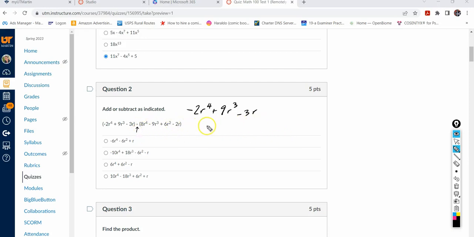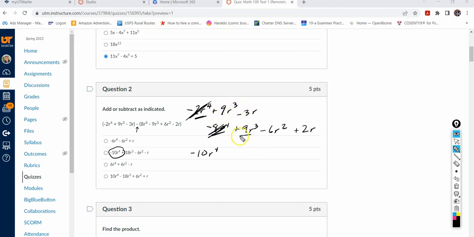So I'm going to get minus 8r to the 4th, then minus negative 9r cubed, so that's plus 9r cubed, then minus 6r squared, and minus negative 2r, which is plus 2r. Now I'll collect like terms. So those are my r to the 4th term, so I'm going to have negative 10 r to the 4th. And since this is multiple choice, there's only one that has that, okay? But I'll go ahead and do the whole schmeal.